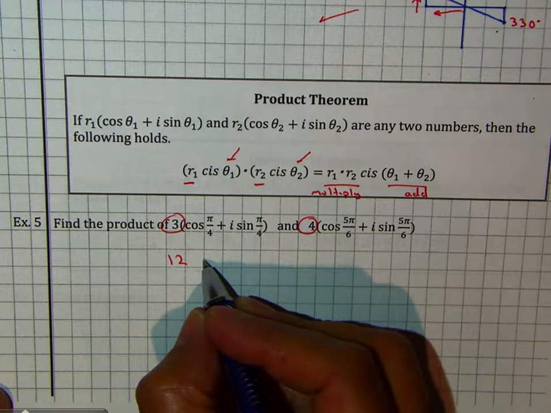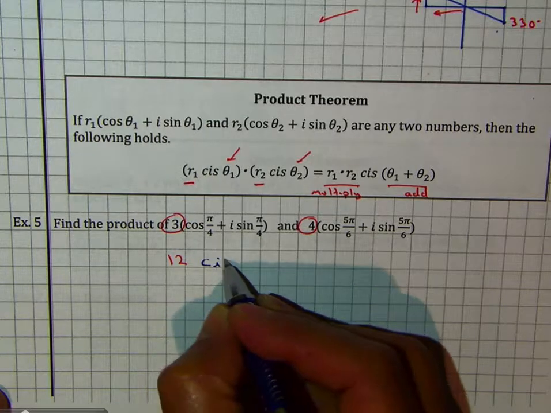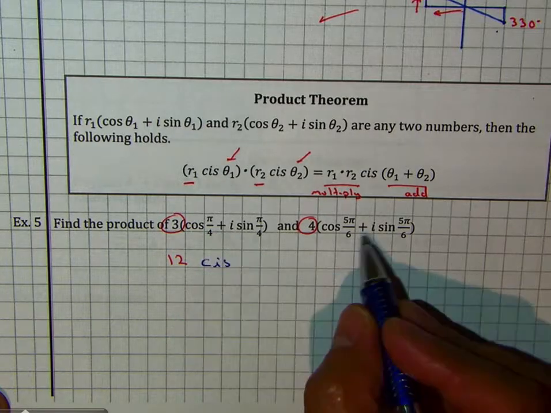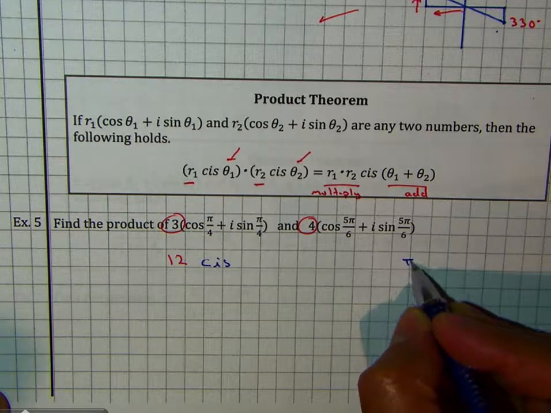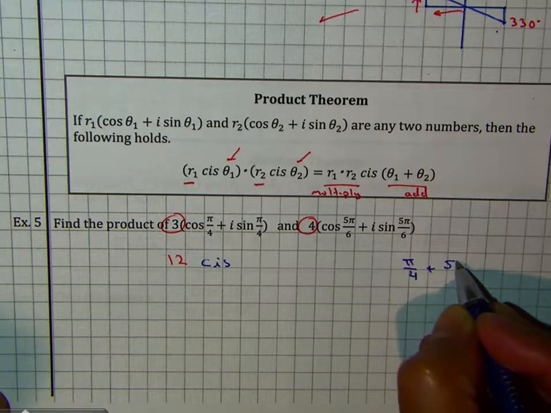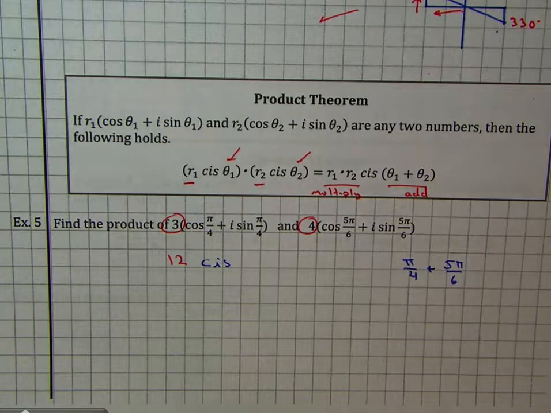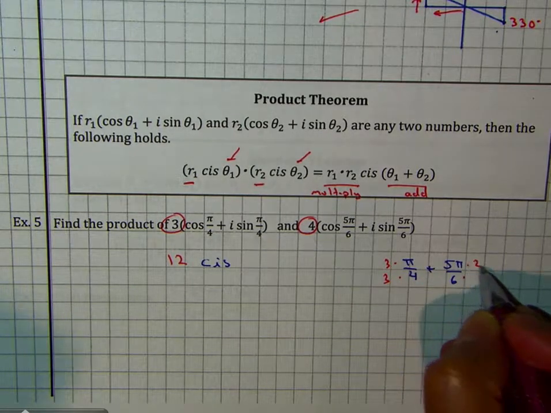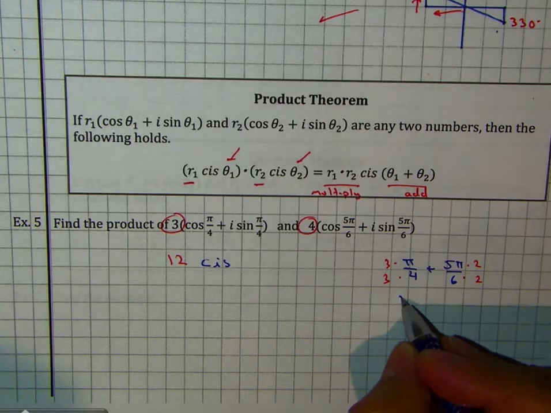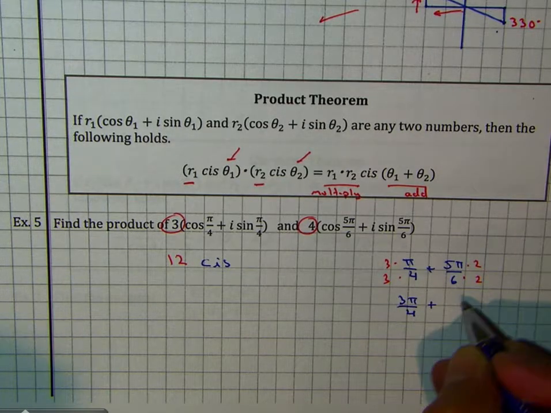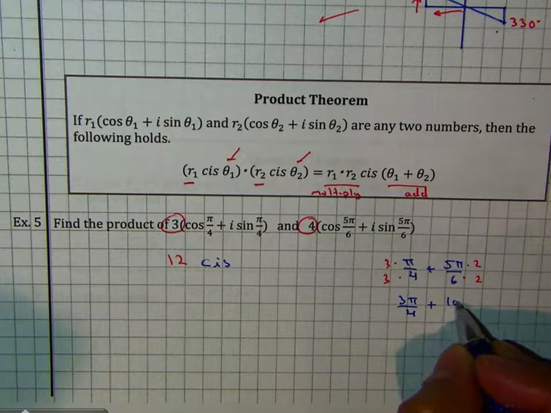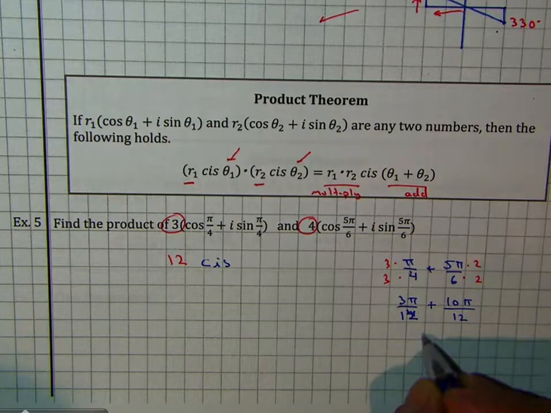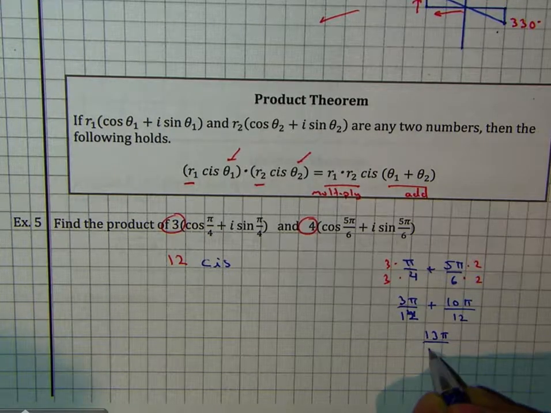And it's going to be cis. In order to find the angle, I'm going to have to add both angles. So we have pi over 4 plus 5 pi over 6. I need to have this in a common denominator, so multiply by 3, multiply by 2. That gives you 3 pi over 12 plus 10 pi over 12, which is, oh, I said 4. That'll be 13 pi over 12.